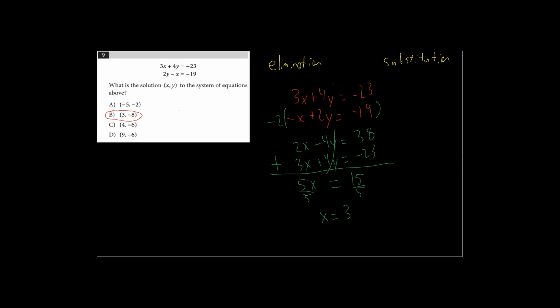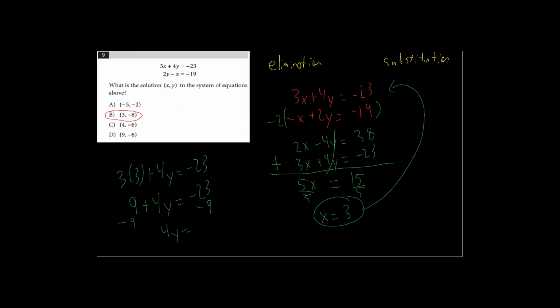What I would have to do is just plug this value for x back into one of these equations. So I'm going to go ahead and put that back into the first one. So I get 3 times 3 plus 4y equals negative 23. So I'm going to multiply this. I get 9 plus 4y equals negative 23. I'm going to subtract 9 from both sides. I get 4y equals negative 32. And finally, I'll divide both sides by 4. So I'm left with y equals negative 8, just like the answer choice here.